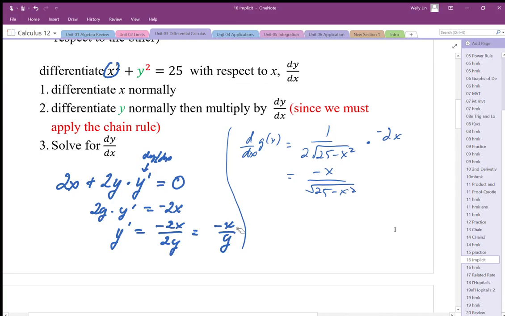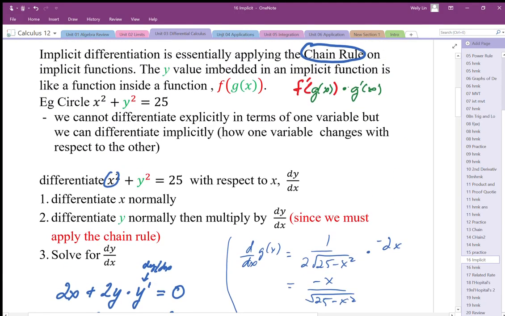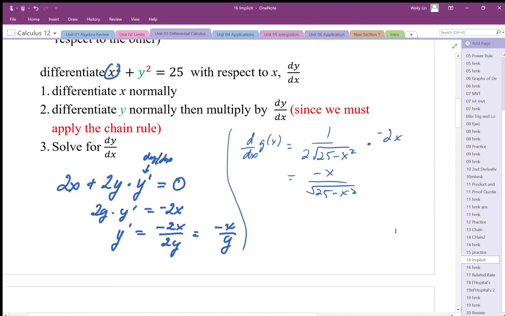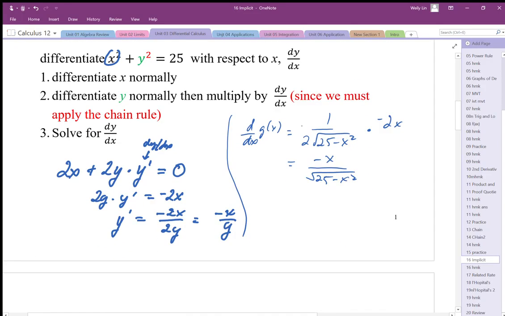Now, these are in fact exactly the same, because if you look at how we defined the y function, square root 25 minus x squared, there it is. So these in fact are equivalent expressions. One is in the explicit form, this is what we've been doing, and here this is in the implicit form. So we differentiated implicitly, simplified and solved for y prime, and we get this implicit derivative in terms of x and y.